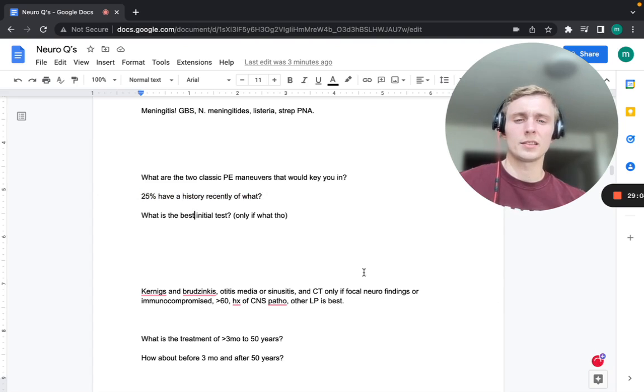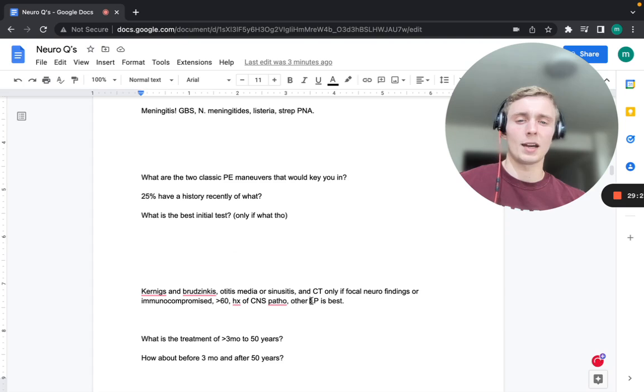And what's the best initial test? It's typically CT if you have a focal neuro finding, or if they're immunocompromised, over 60, or have a history of CNS pathology. Otherwise, you can just do the LP, which is the best. So you don't need the CT, but if they have those risk factors, you want to do the CT first to rule out a mass lesion.